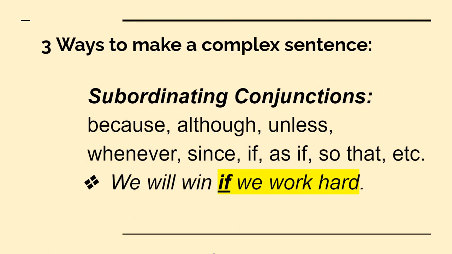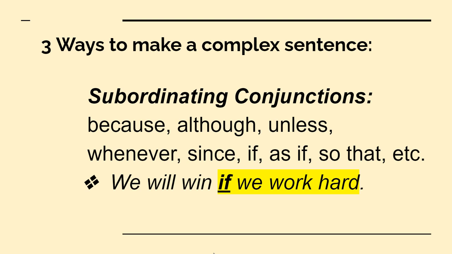There are three ways to make a complex sentence. The first is what is called a subordinating conjunction. Now, I don't really personally feel it's important to remember the term subordinating conjunction. That doesn't really matter too much. But you should remember the words and how they're used. We have words like because, although, unless, whenever, since, if, as if, so that. And there's a whole bunch of subordinating conjunctions out there. And if you do have those, you could use them to combine two different sentences.